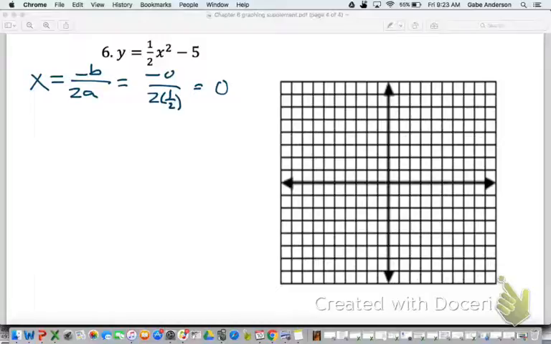And so I'll put that on the graph right now. So there it is. Right there.